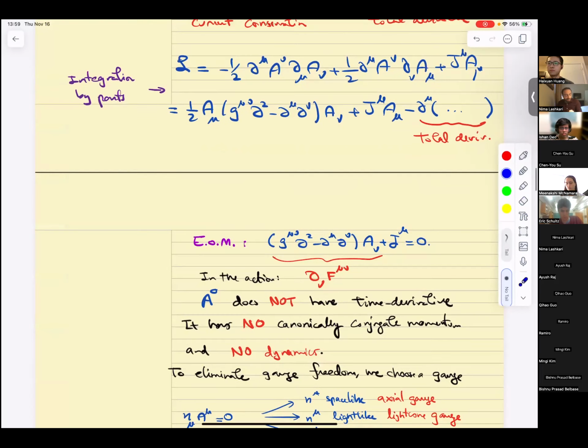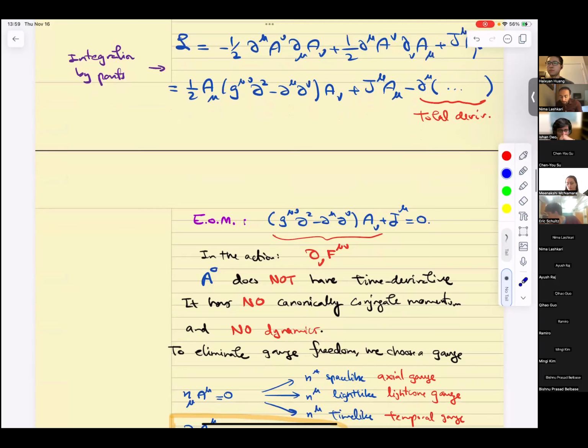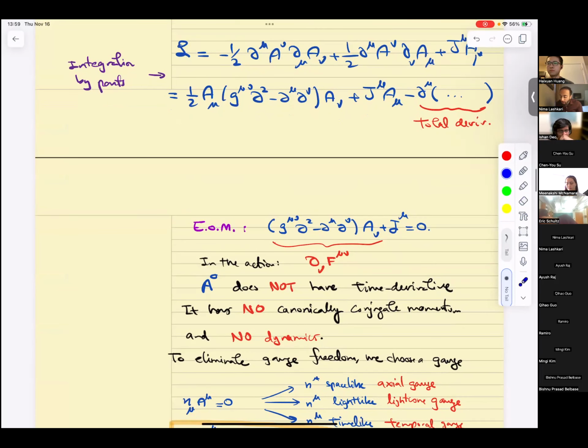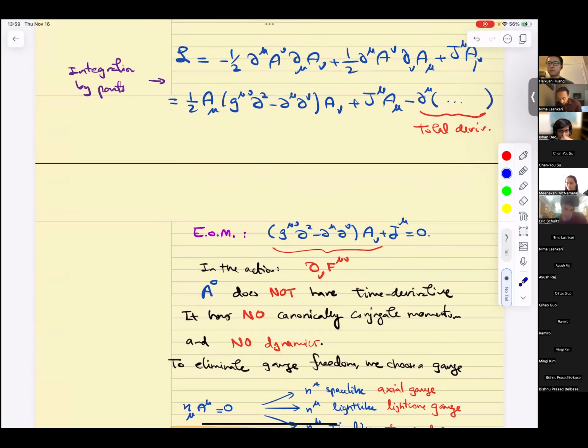Now, here is something very important. In the action, because your F^{μν} is antisymmetric, A_ν ∂_0 A_0 is there. It does not appear in the action, right? Because it has to be antisymmetric. So A_0, the time derivatives of A_0 are not in the action.